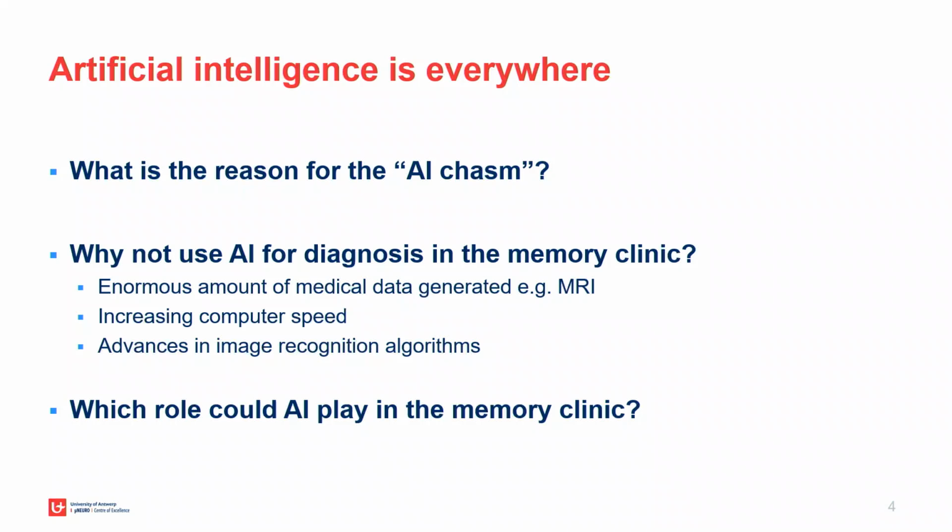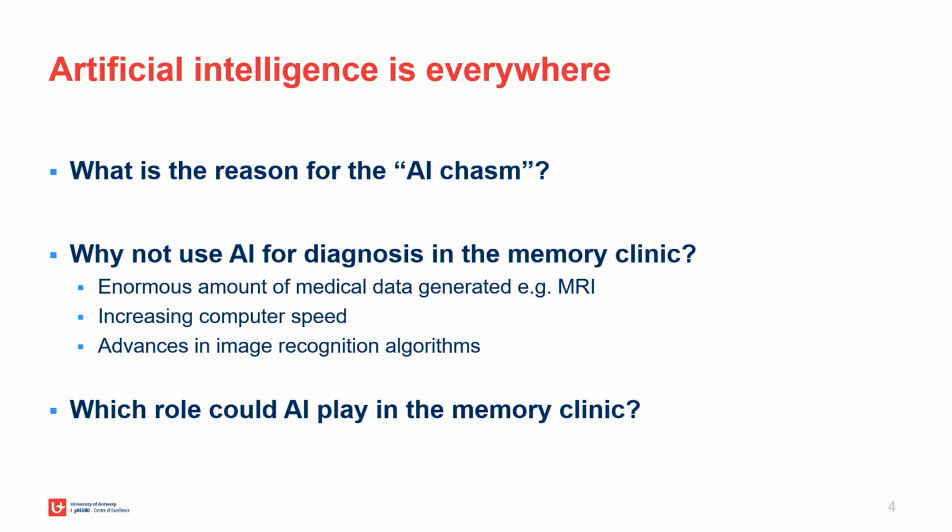So from an outsider's perspective, it seems quite obvious that we may be able to improve our diagnostics in the memory clinic using AI, because we have access to enormous amounts of medical data being generated in memory clinics. For instance, structural MRI is being used in almost every patient. We could bank on increasing computing speeds, and also, as you know, there have been huge advances in image recognition algorithms over the years. So combining this, why not use AI tools for diagnostics in the memory clinic?